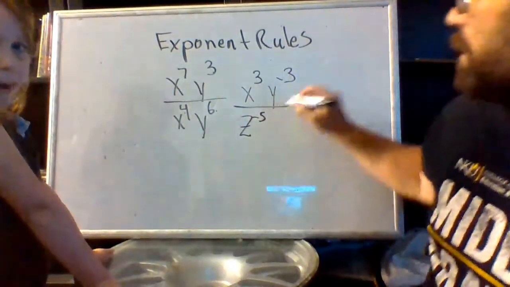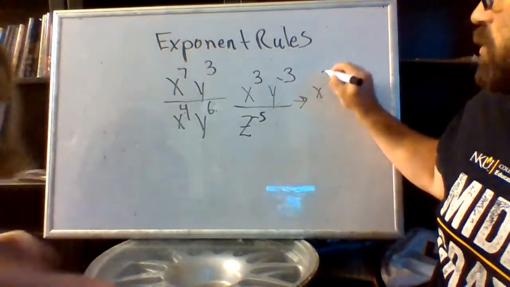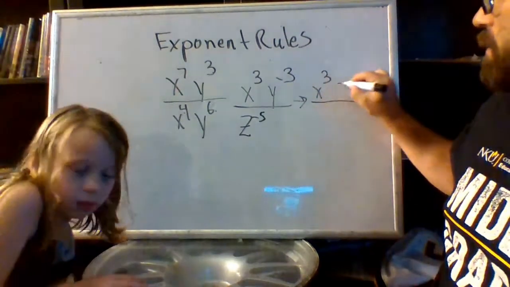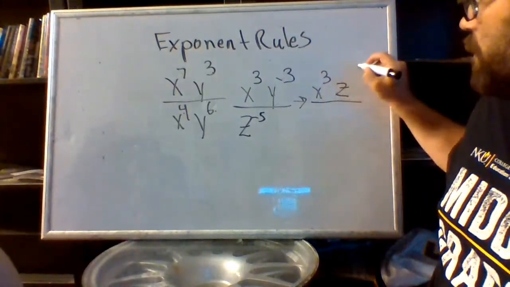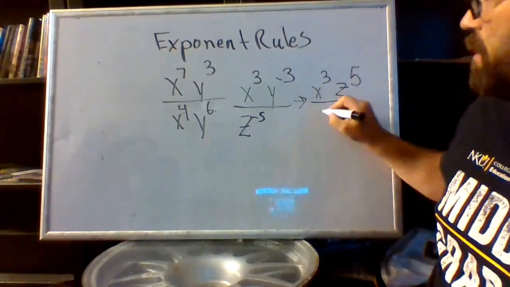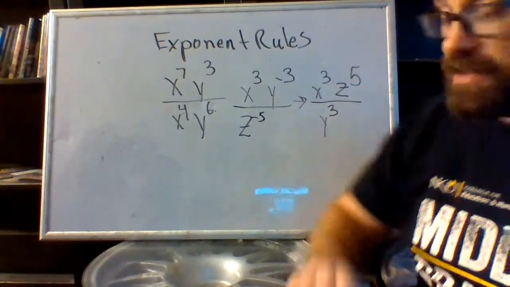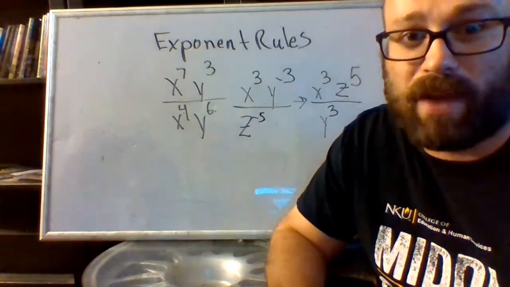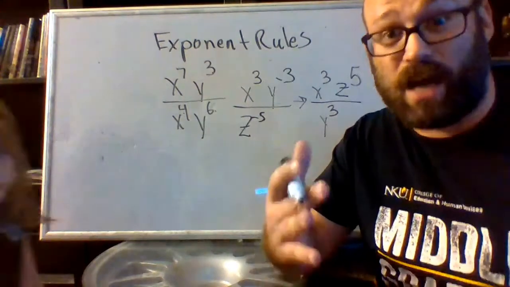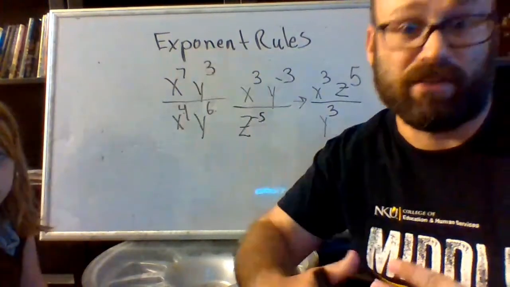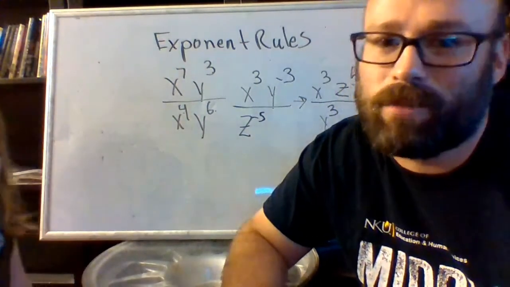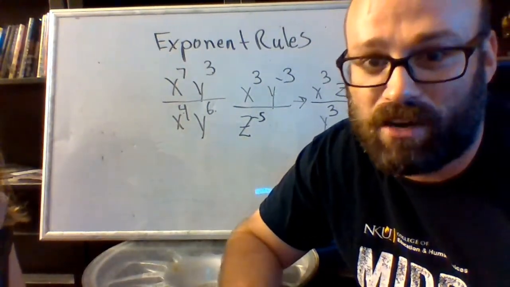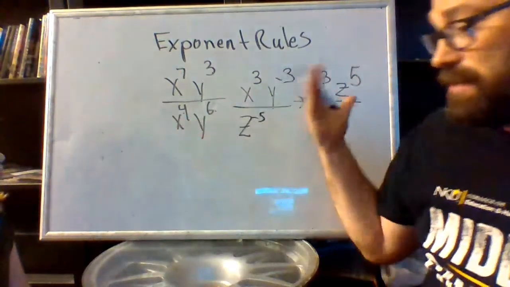So this is still x cubed, it's still on top. But now z to the fifth goes up top, and that makes it positive. And then y to the third, and that makes it positive. By flipping it to the numerator or denominator, wherever it's at, you flip it to the other side, and that will make it a positive exponent. I didn't see that in Apex, but it's just something I want to put in there so you guys can have it.